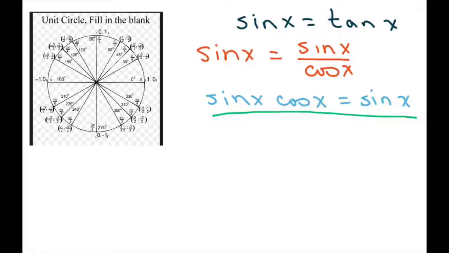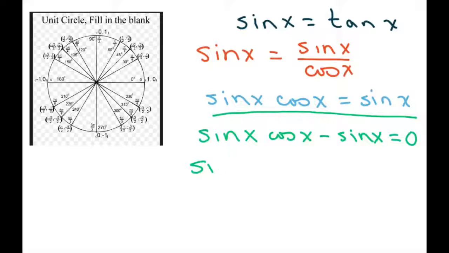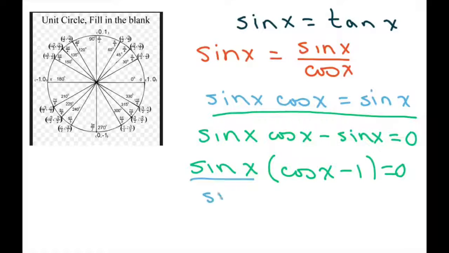So what you want to do is move the sine over and set this to 0, then factor out a sine of x. And that would give you sine of x times cosine of x minus 1 equals 0. So now what you have is, for this piece, you get sine of x equals 0. And for this piece, if you add 1 to both sides, you're going to get cosine of x equals 1.